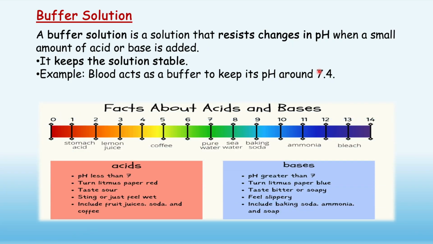Now, I like this figure, which talks about certain facts about acids and bases. If we have a quick look, acids have pH less than 7, turn litmus paper red, taste sour, sting or just feel wet, and include fruit juice, soda, and coffee as examples. Moving to bases: pH greater than 7, turn litmus paper blue, taste bitter or soapy, feel slippery, and include baking soda, ammonia, and soap.